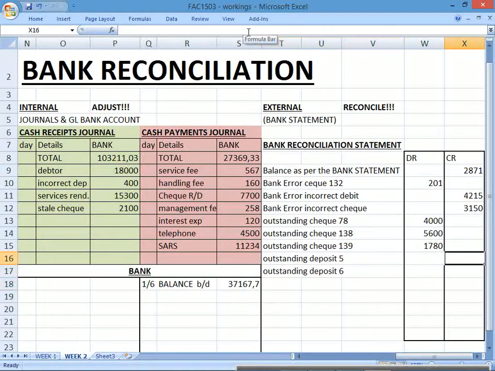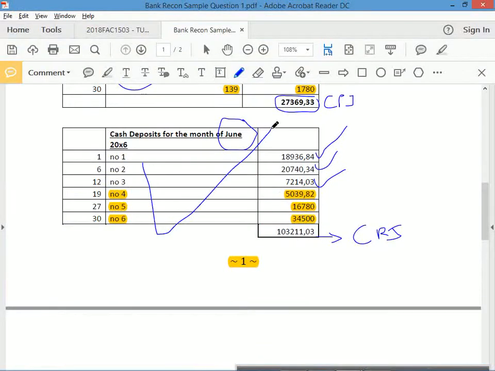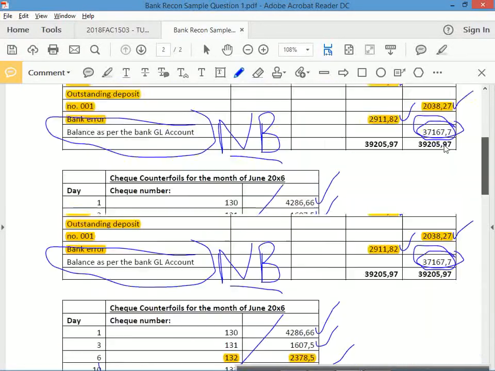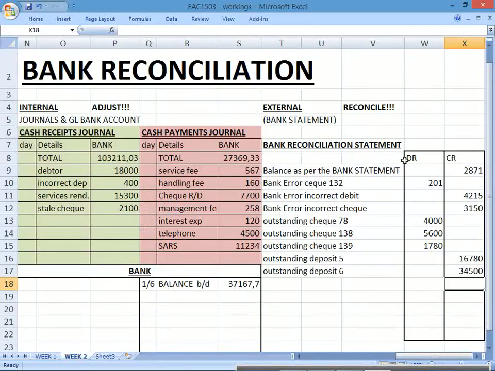Okay, the one amount was for 16,780 and the other was for 34,500. Right, have I looked at everything here? Yes, ticked. Right, so now I've looked at the entire question. That's everything. See, we've looked at everything. The last bit we need to do here is wrap up.